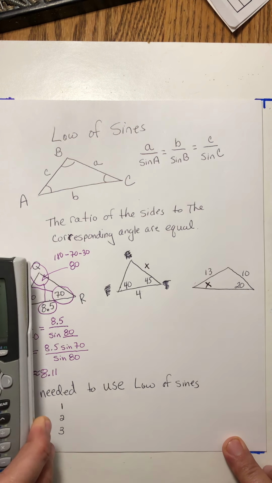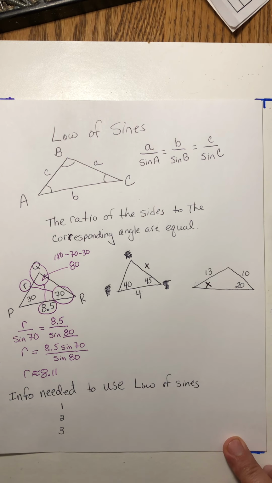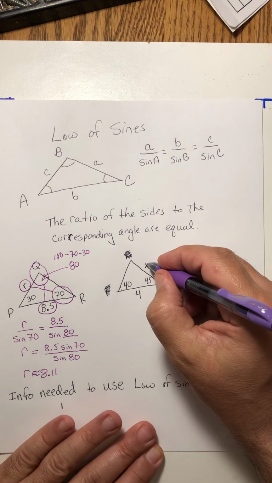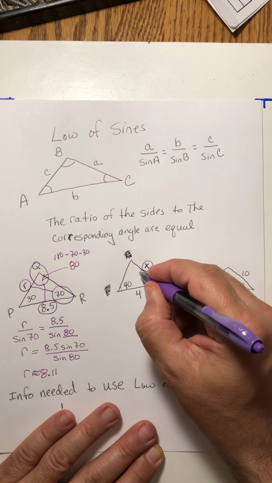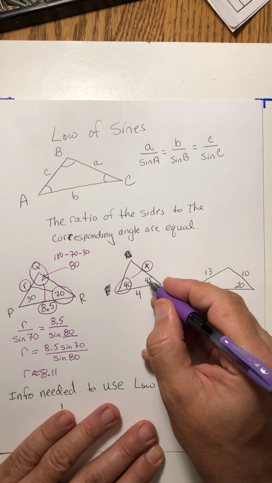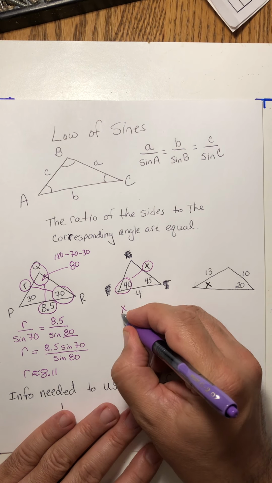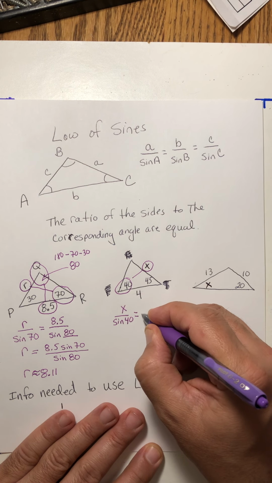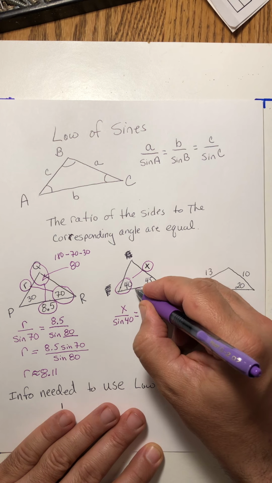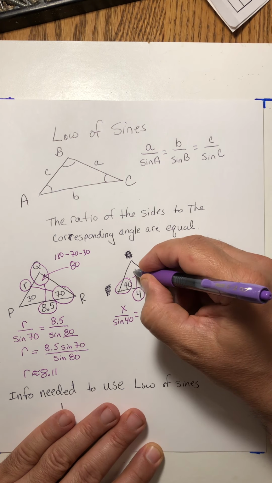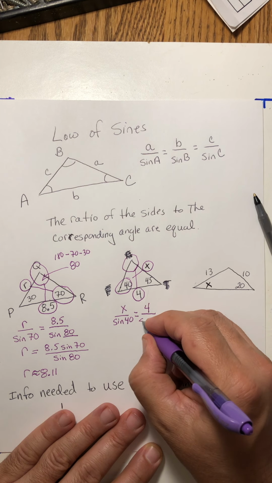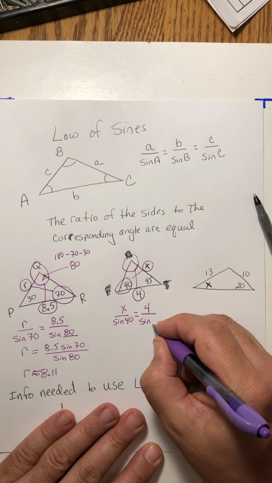Okay, well, let's look at our next example. In my next example, I didn't put any letters on the triangle, which is fine. I don't need any letters on the triangle. This is the side that we're looking for, which is across from that angle. There's my first ratio, x over the sine of 40 equals. Here's the only side that we know, and it's across from this angle. So 4 over the sine of that angle.